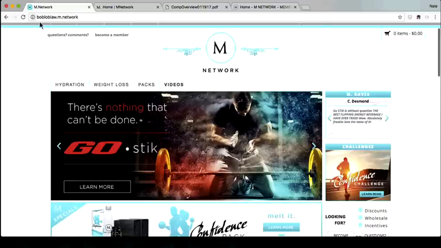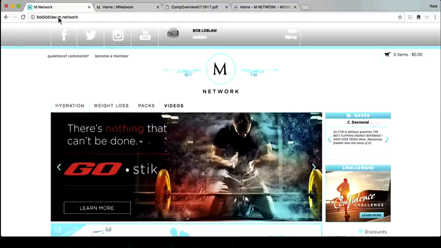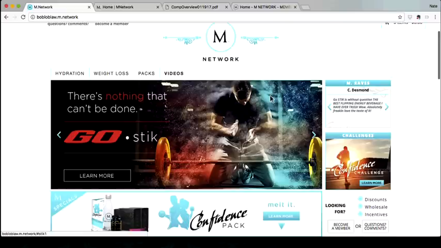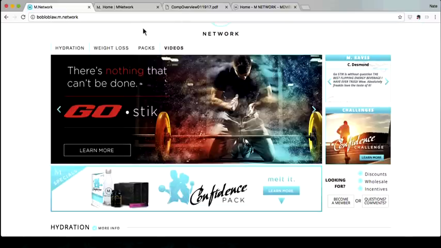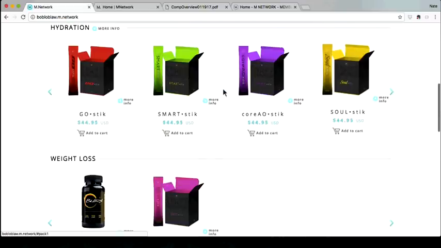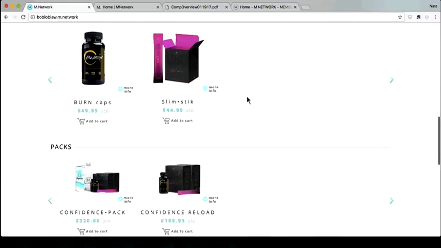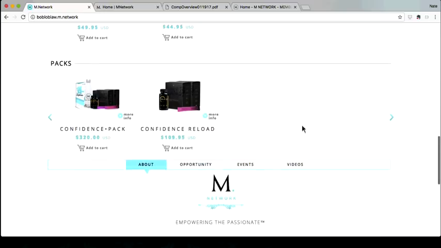This retail site, your username.m.network, is all geared towards that first part of this compensation plan, which is real retail. It's retail friendly. It's all supposed to be about selling to your customers at a retail price.